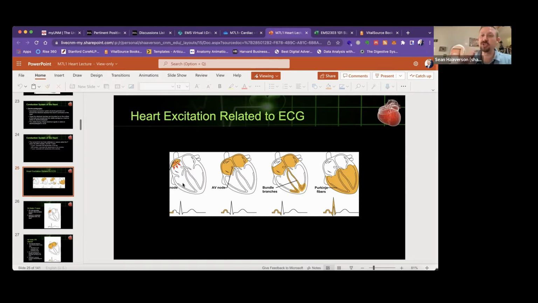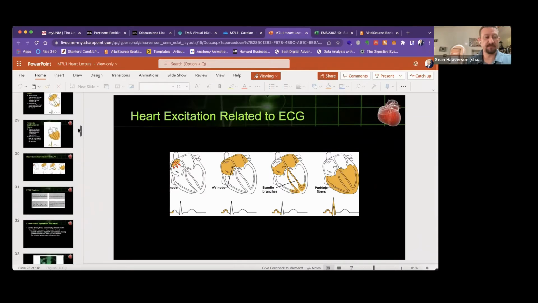So the position you're looking from is always important. You'll know on an ECG because the leads are labeled, but if it's not labeled, again, assume you're looking at lead 2, which is down the apex of the heart. Good, okay, so work through that, especially if you're a visual learner.